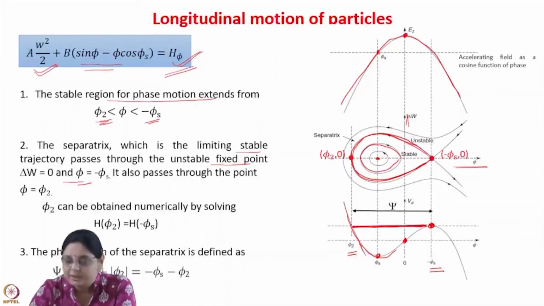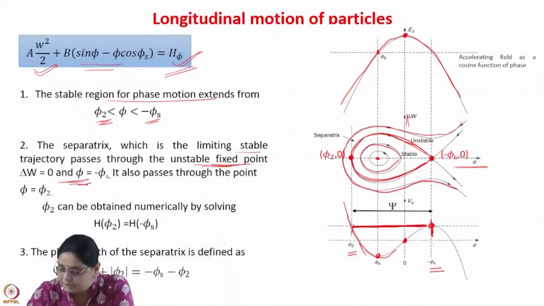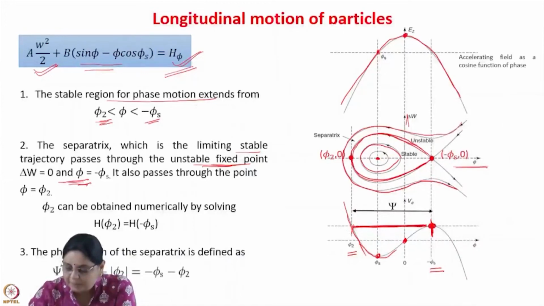In other words, all the particles that have phases within the separatrix, lying within the limit phi equal to minus phi s and phi 2, are stable. They will execute stable oscillations about the synchronous particle, and those lying outside the separatrix are unstable. The separatrix passes through the unstable fixed point delta w is equal to 0, phi is equal to minus phi s. This point is the unstable fixed point because the potential has a maxima here. It also passes through the point phi 2.